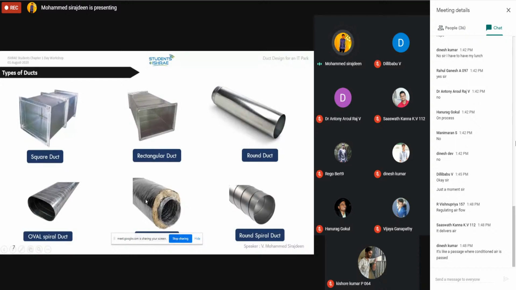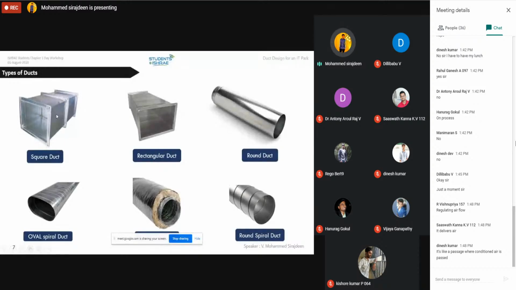And from the main duct, this is the main duct. Okay, this rectangular duct, spiral, square duct. Assume there is a size of 400 cross 800. From that duct to air terminals. Air terminals is called outlet. From the grill, diffusers, those things are called air terminals.